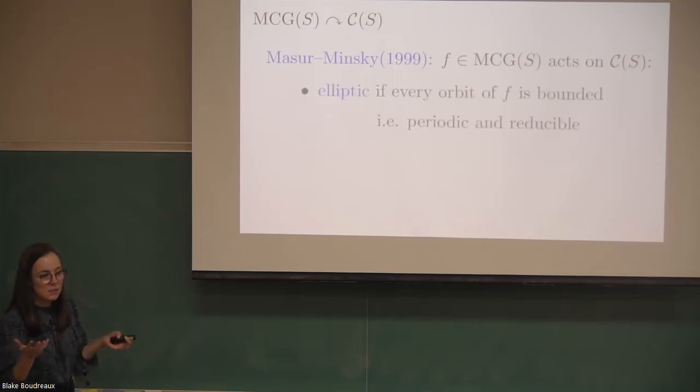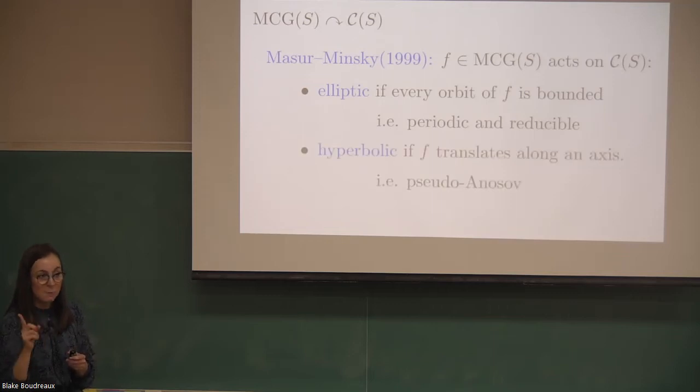It'll either act elliptically. What this means is if you look at your element acting on the curve graph, every orbit stays bounded. We know this is true if you're finite order because eventually every curve maps back to itself. And it's true for reducibles because remember, you're going to have this collection of disjoint curves, which corresponds to a simplex in the curve graph. And those curves have to be mapped back to the same set. So you just get a rotation of your simplex. So that also tells you that the action there is going to be bounded.